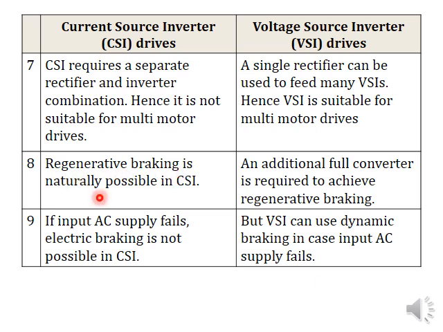That is, it can be used to drive multiple motors at the same time. Then, regenerative braking is naturally possible in current source inverter, as we discussed in the previous section. An additional full converter is required to achieve regenerative braking in the case of VSI. Then ninth point is, if the input AC supply fails, then electric braking is not possible in current source inverter. But in the case of voltage source inverter, VSI can use dynamic braking in case the input AC supply fails. Thank you.